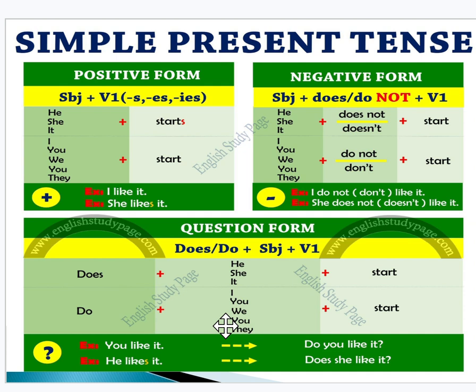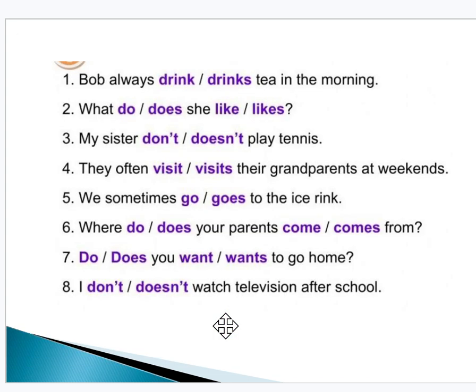Simple present tense. There are some examples of adding S or ES, and some question forms with does and do, when we use does or do. Some examples are there. We can see one example. I can say what do and what does she like or likes. My sister don't or doesn't play tennis, like this.